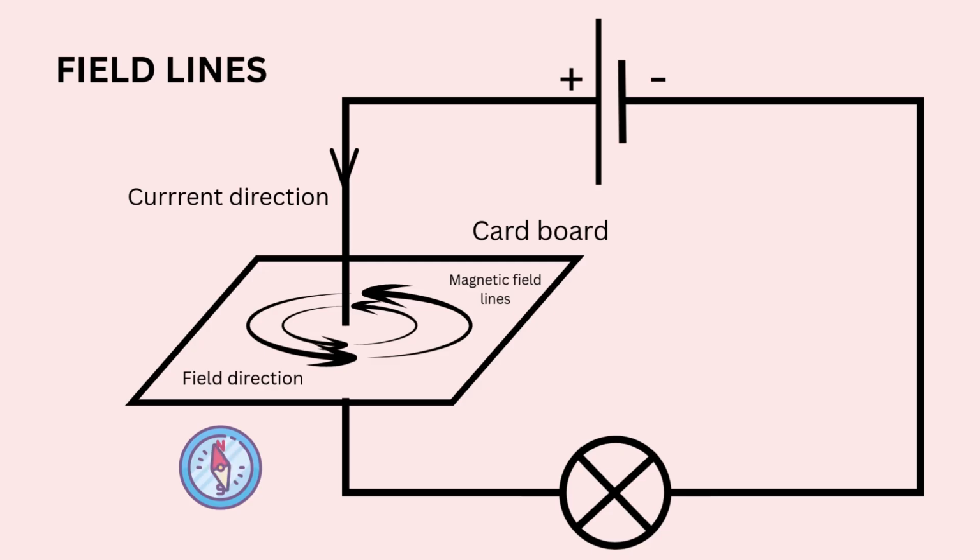Properties of field lines: the direction is from North Pole to South Pole outside the magnet. They never intersect, meaning each point has only one direction. The density of field lines indicates strength.